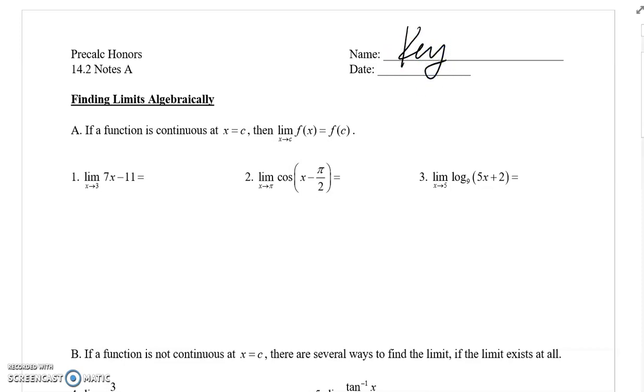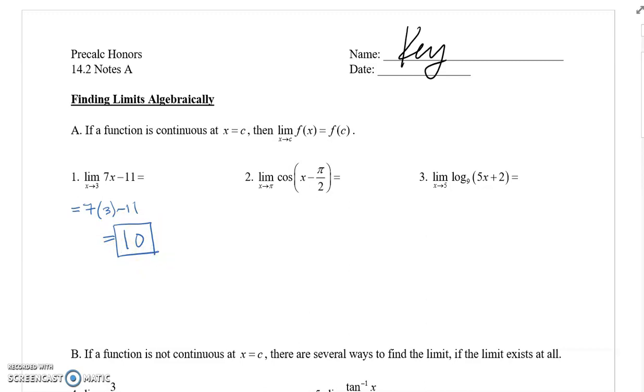All right. So the first batch I'm going to go through really quick is that it says if a function is continuous at the x equals c value, then the limit as you approach the c value is just f of c. So these first three examples are very straightforward. What's the limit as x approaches 3 of 7x minus 11? Well, there's nothing wrong with that function, so I can just straight up plug in 3 into the expression. And so the limit equals 21 minus 11, which equals 10. That's how easy a limit from an expression can be.